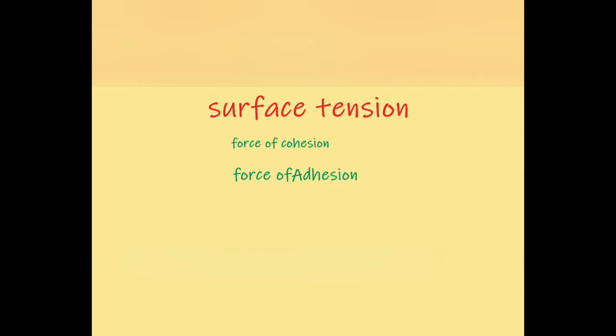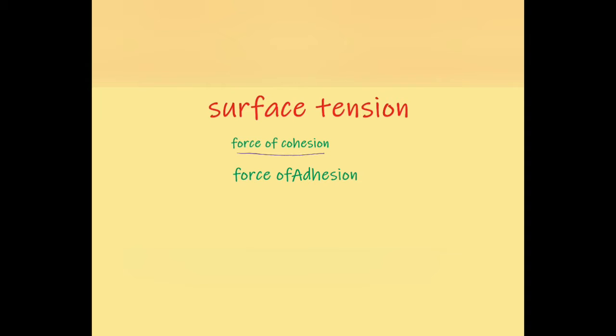This is surface tension. Surface tension is the property of the liquid by virtue of which the free surface of the liquid behaves like a stretched membrane. Otherwise, the free surface of the liquid has the tendency to minimize its surface area. In detail, we will discuss surface tension. Before that, we will discuss the different forces of attraction between the molecules.